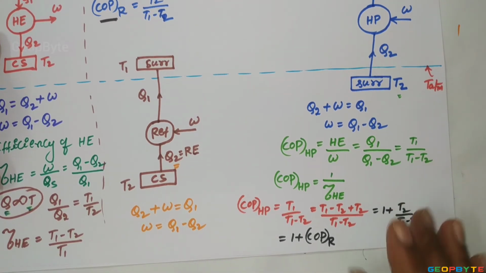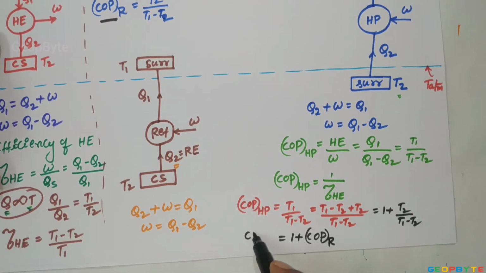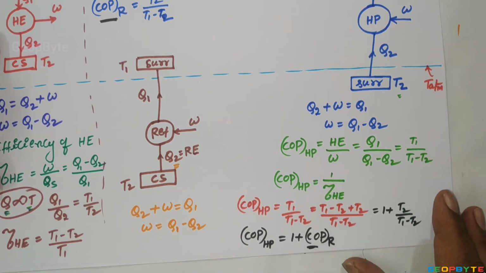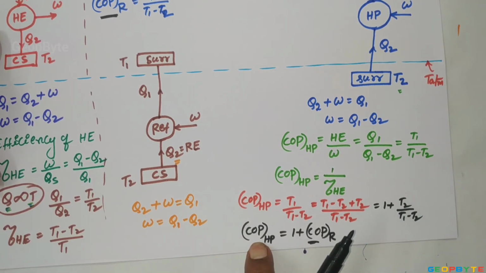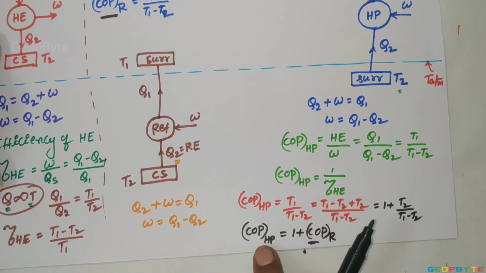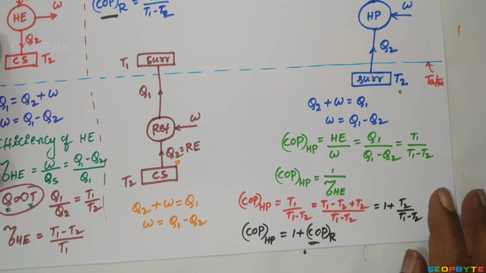COP of the heat pump equals 1 plus COP of the refrigerator. That means the COP of the heat pump is always more than the COP of refrigerator by unity. This is a very important relation. Once again, COP of the heat pump is always more than COP of refrigerator by 1. It means if the COP of refrigerator is 5, COP of the heat pump equals 6.